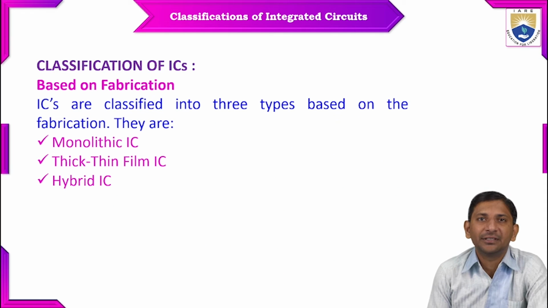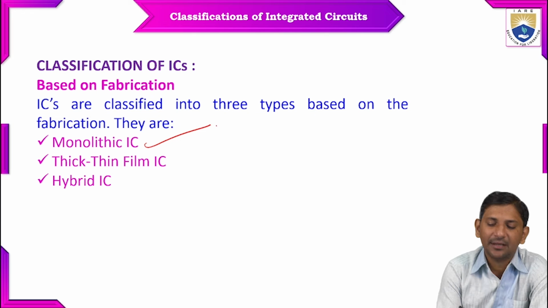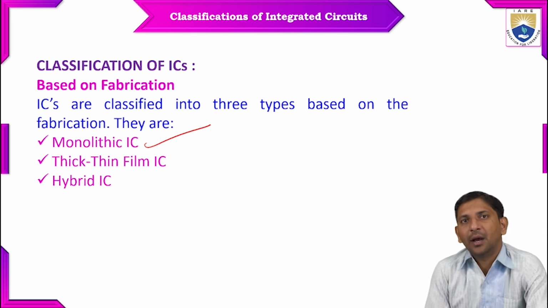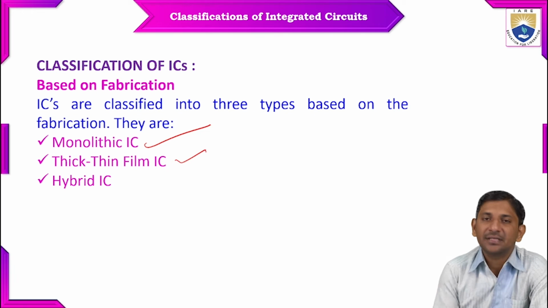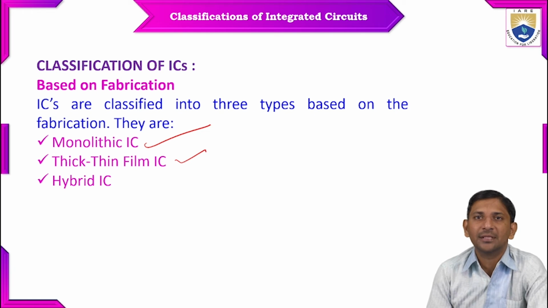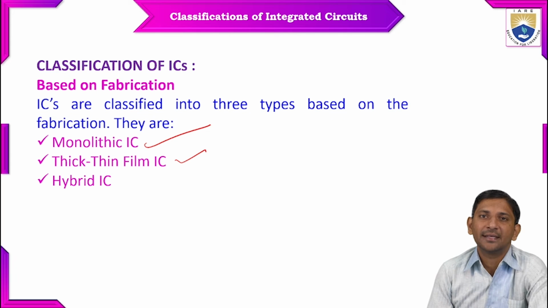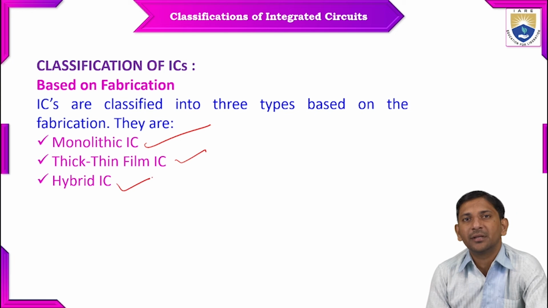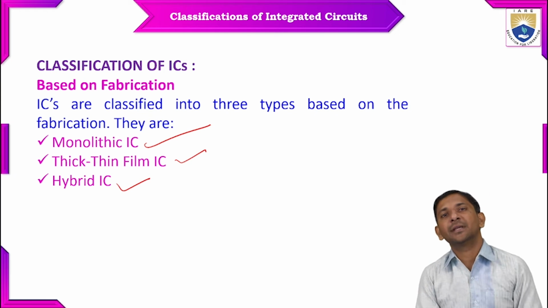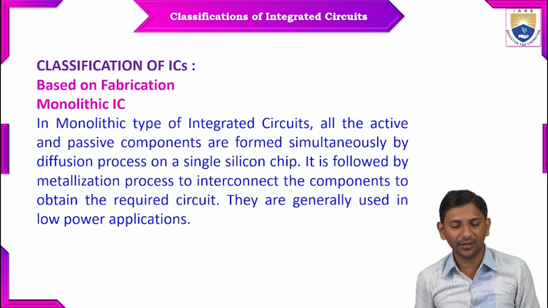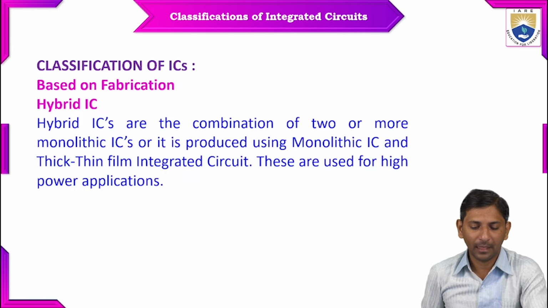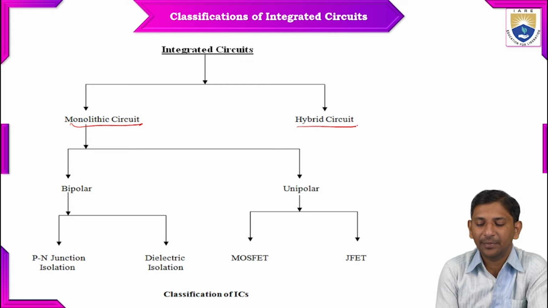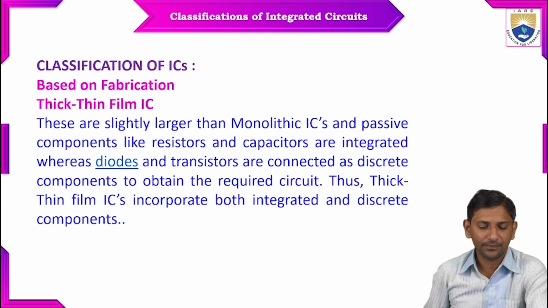And based on the fabrication process, monolithic is one of the basic types, which we use at regular intervals of time. Thick and thin film ICs are used in very few places, and they are another type of fabrication IC. Fabrication materials differ, and the hybrid IC is a combination of the above types. If you see the classification, it is monolithic, another one is hybrid, and the third one is thick and thin film.